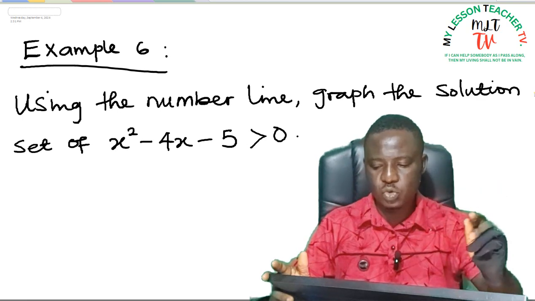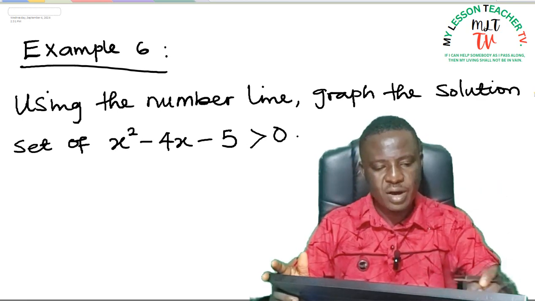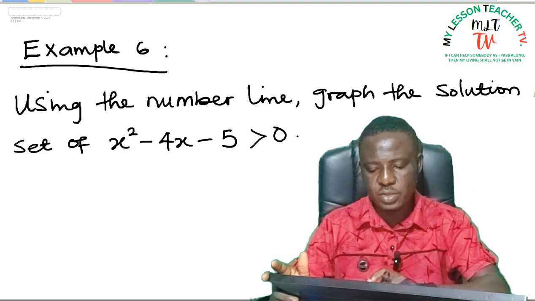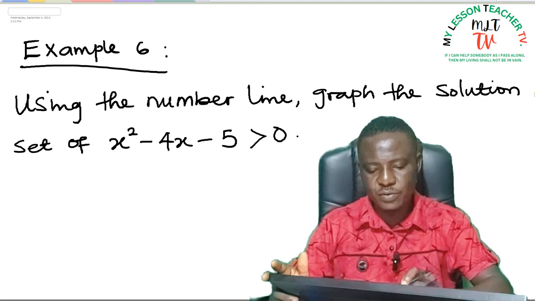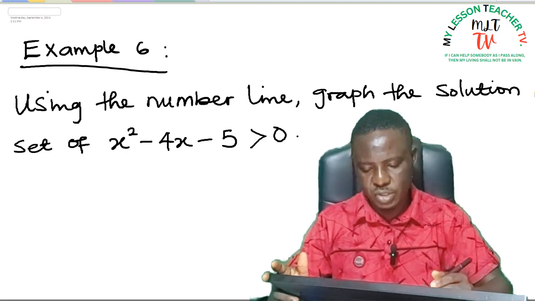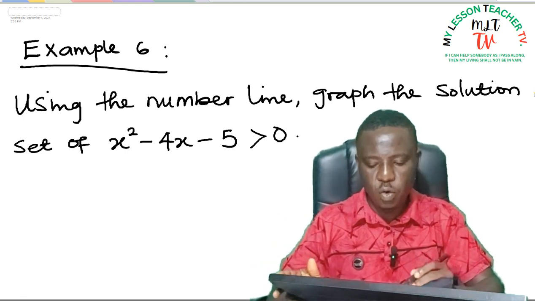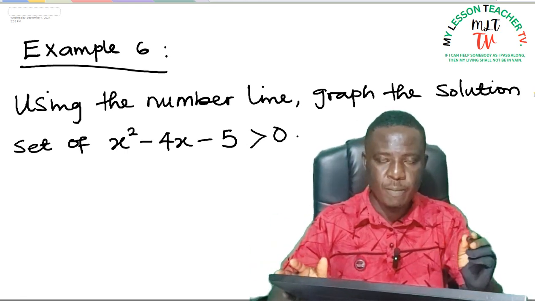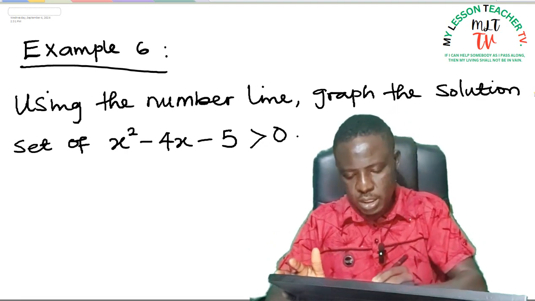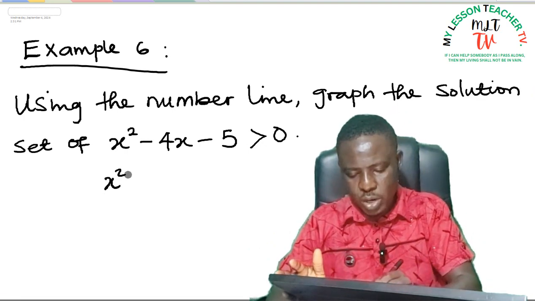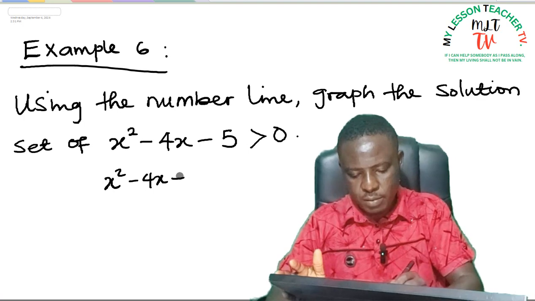In example 6, we are asked to, using the number line, graph the solution set of x squared minus 4x minus 5 is greater than 0. So just like we did in other examples, we shall first of all look for the zeros of the inequality, which is x squared minus 4x minus 5 is equal to 0.